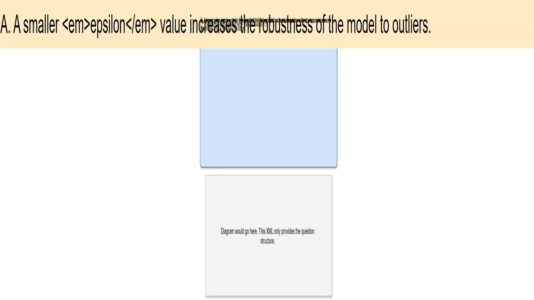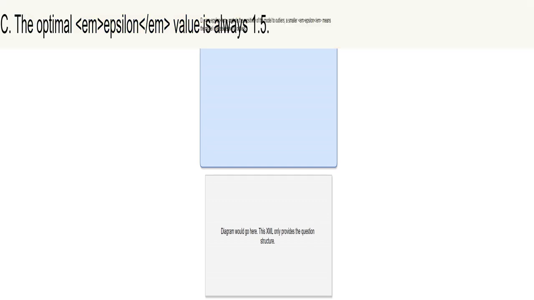I'm checking whether you understand the impact of a smaller epsilon on the Huber loss. A smaller epsilon value means that we'll use the absolute error portion more often for large errors, which is why the model becomes more robust. This is definitely true.